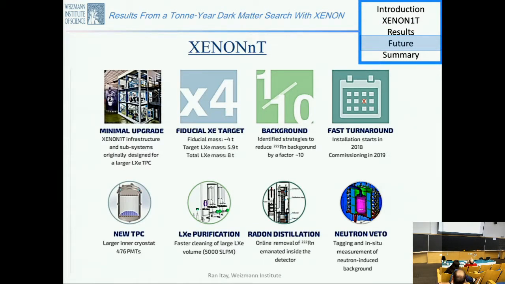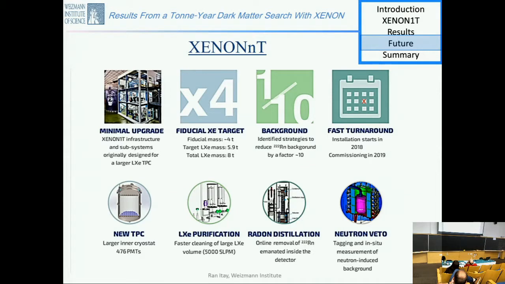So what holds for the future? XENONnT. I'm finishing in 2 slides and then we will have time for questions, okay? XENON1T was already designed to hold XENONnT inside it. It's a quick turnover. We only need to change the TPC itself. All the infrastructure can handle the XENONnT experiment. So it's a minimal upgrade.